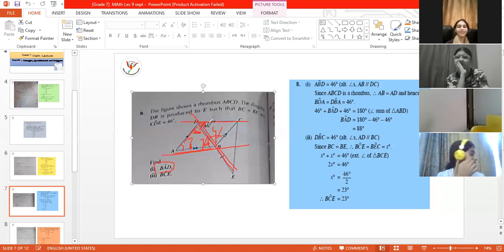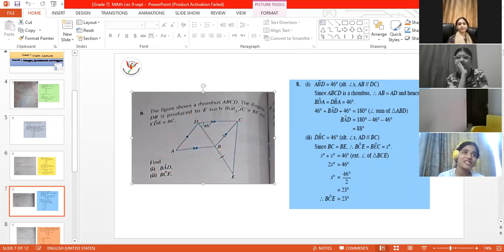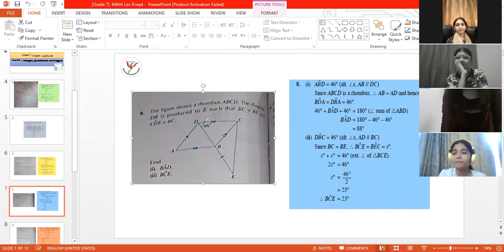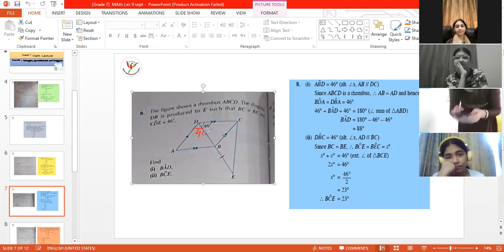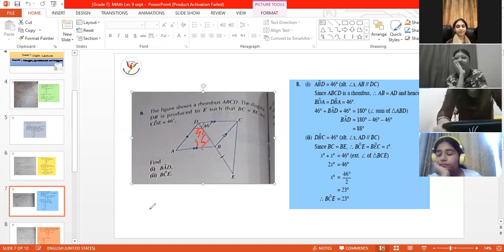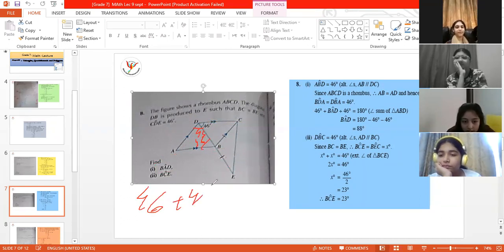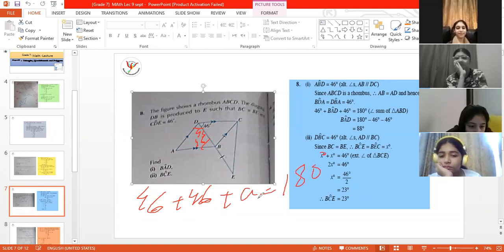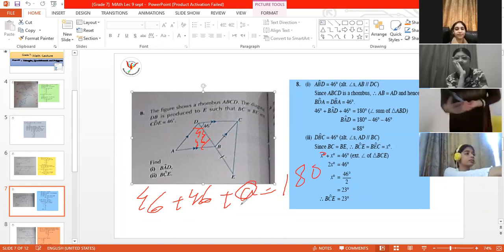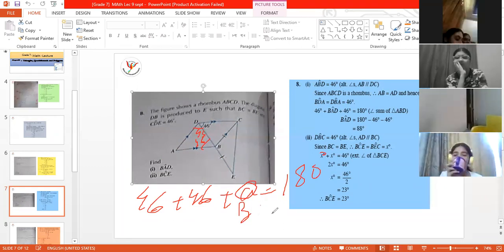Now, if this side is 46 degrees, then you know that if the diagonal bisects the interior angle of the rhombus, then the other angle will also be the same. If this is 46, this will also be 46 degrees. Now angle D, angle B is also 46 degrees. So with the help of the sum of angles of a triangle equals 180 degrees: 46 plus 46 plus A equals 180 degrees. You can use A or you can say BAD. With the help of this, you will be able to solve BAD, which is 88 degrees.